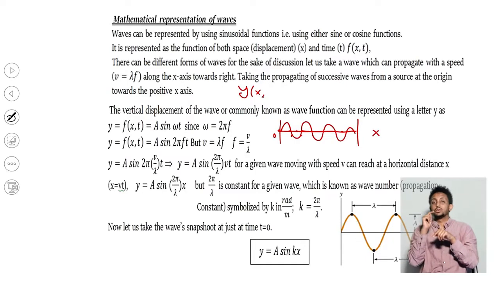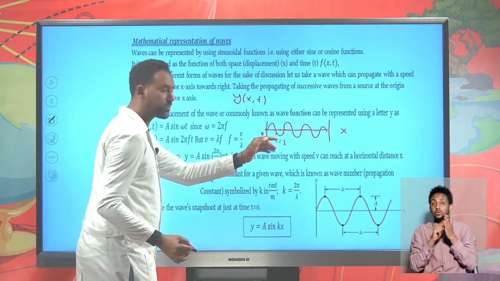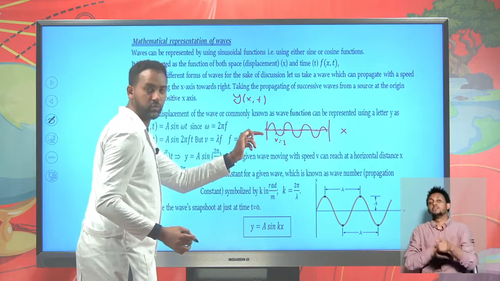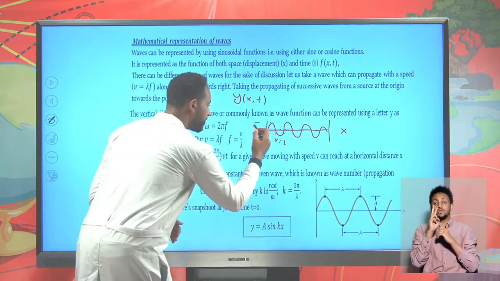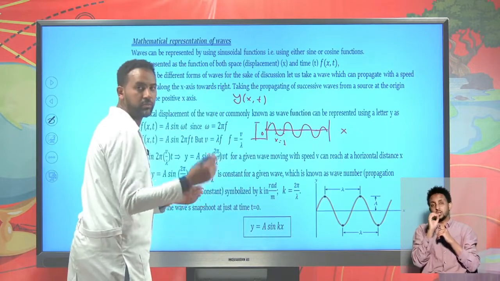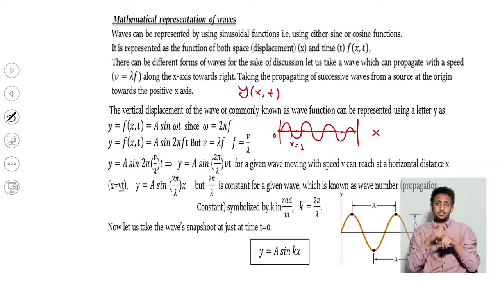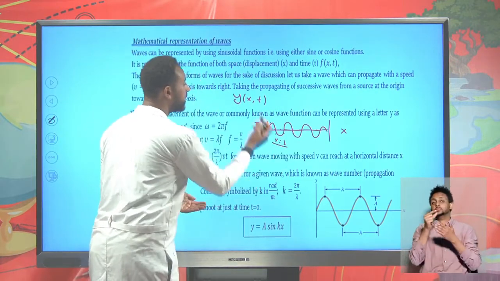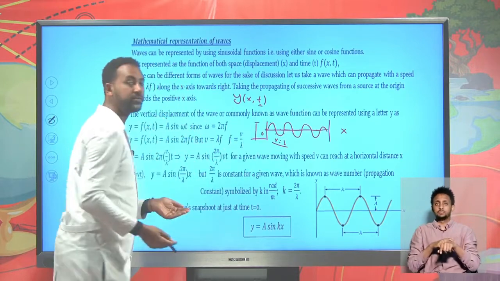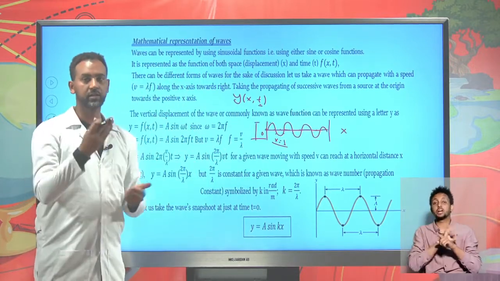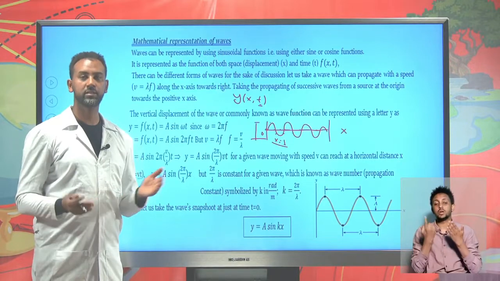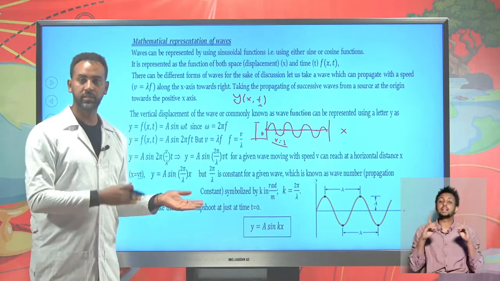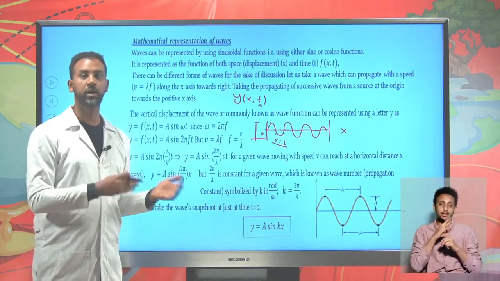Suppose here you have a particle at x equals 1. At this point, the particle might be found at y equals 0, the vertical elevation is 0. But at some other time, it might be at the crest, and at some other time it might be found at the trough down there. So this particle at different time t has a different vertical displacement. It's a function of displacement, time variable, or temporal and spatial variables.